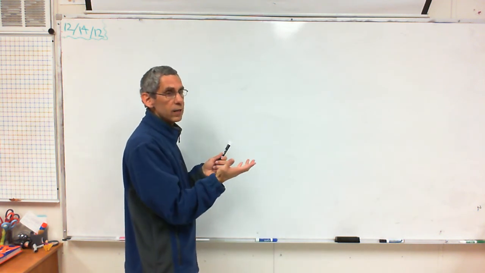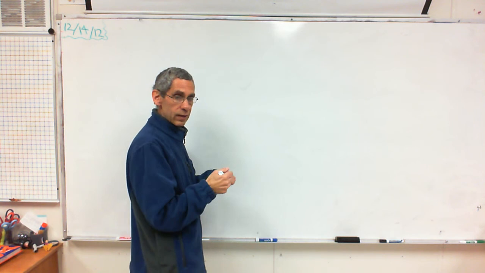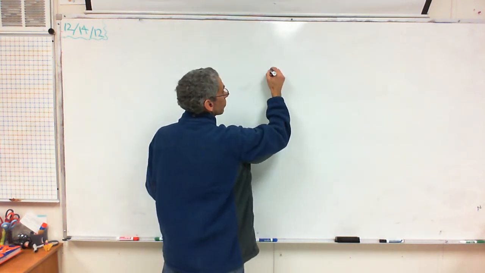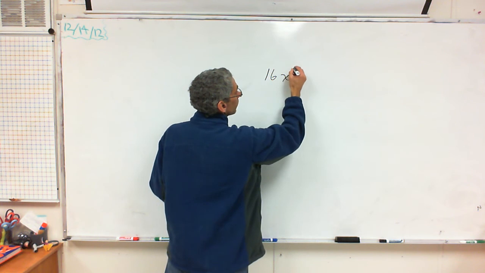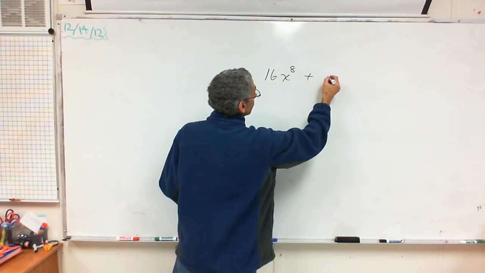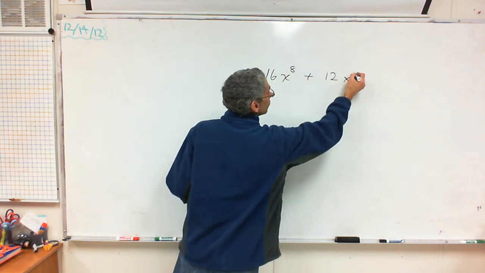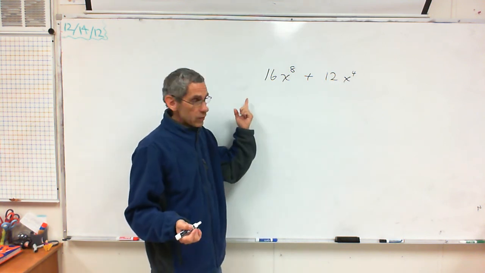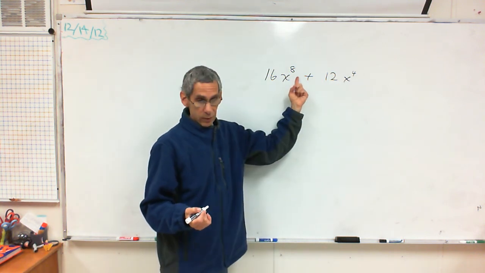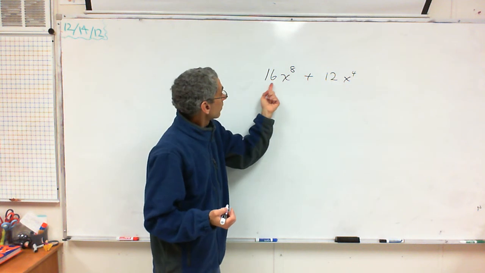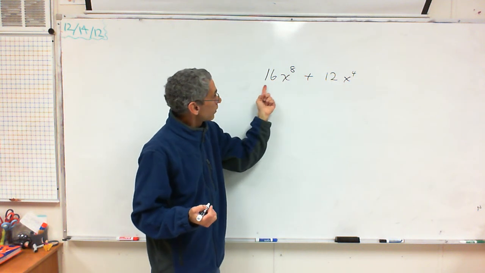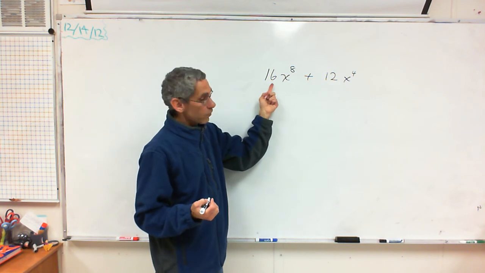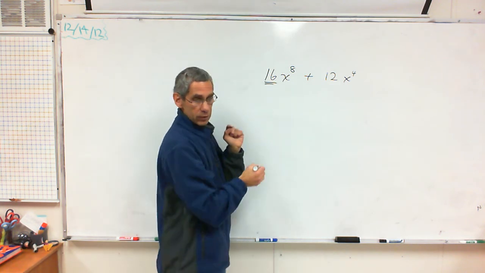Saxon would say more than that, but I'm going to keep it simple because that's really the way it mostly is. So, if I had 16x to the 8th plus 12x to the 4th, my degree is the largest exponent, which is 8. The term that has the degree of 8, I look at the number in front of the x. That's my leading coefficient. See what I mean?